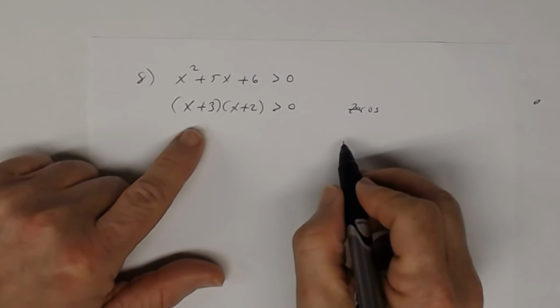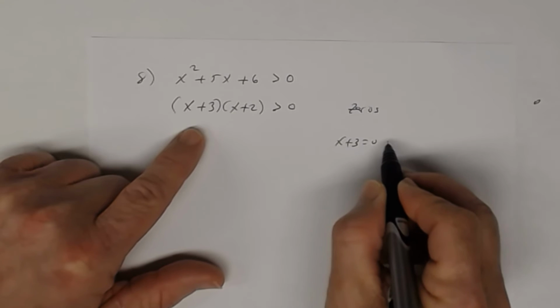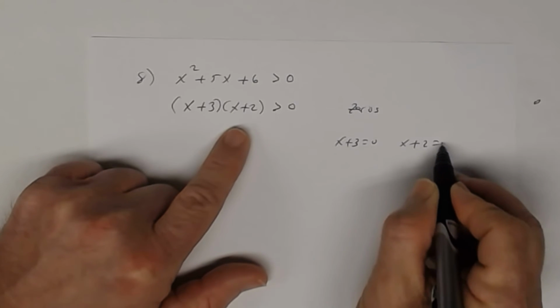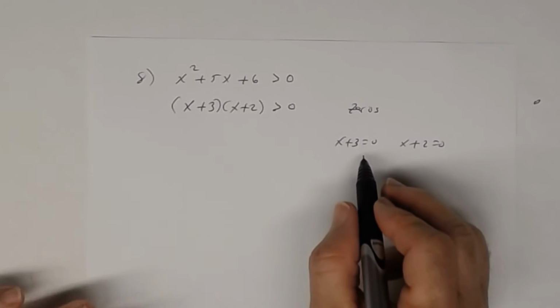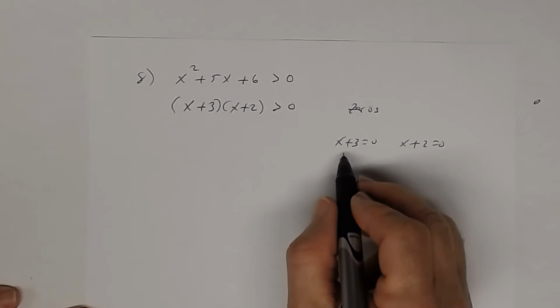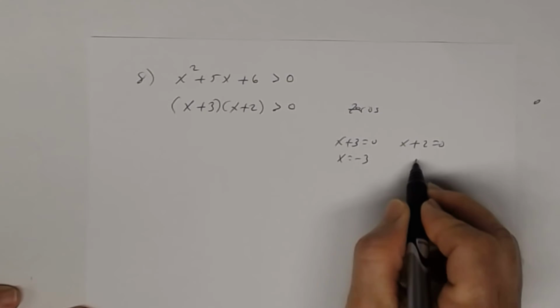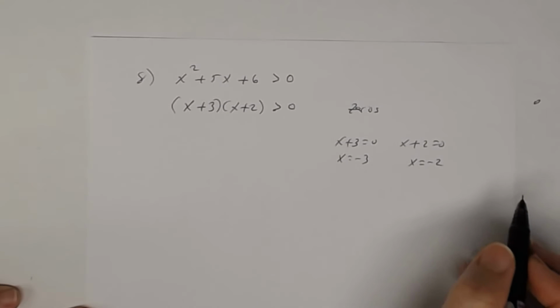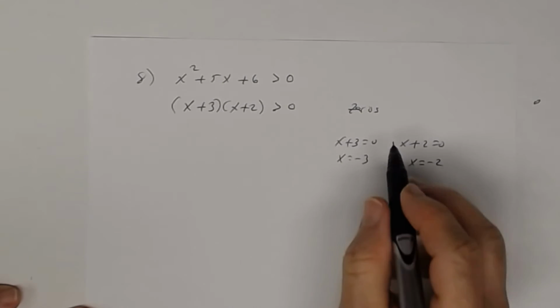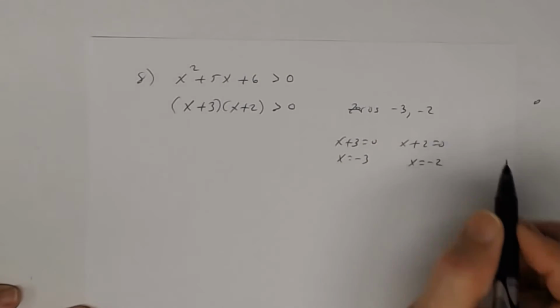To find the zeros, you've got to set each factor equal to 0. And so when I set each factor equal to 0, I get x equals -3 and x equals -2. So those are my zeros. So my zeros are -3, -2.